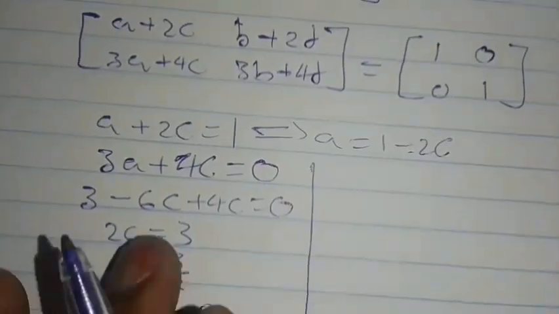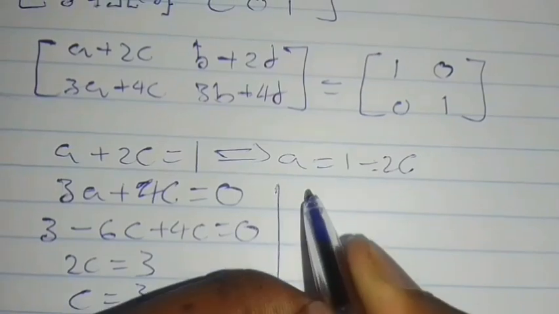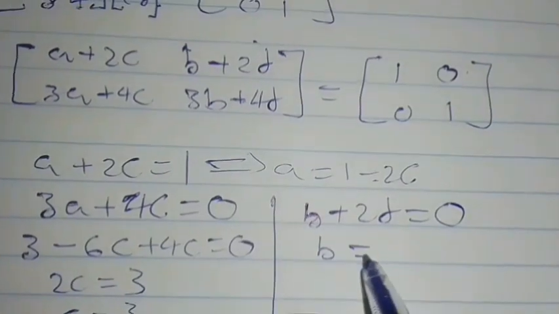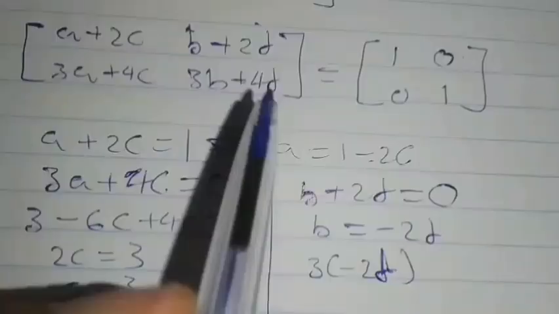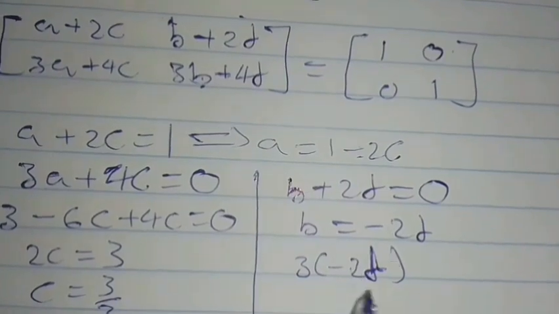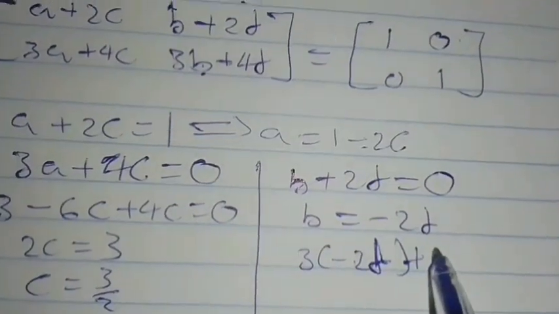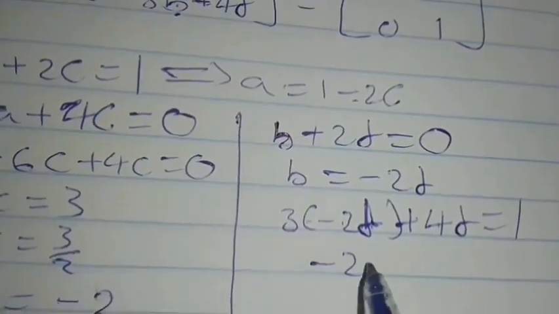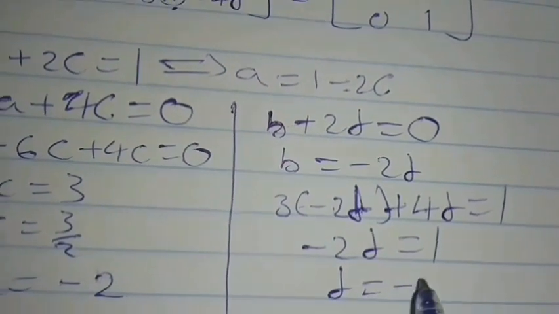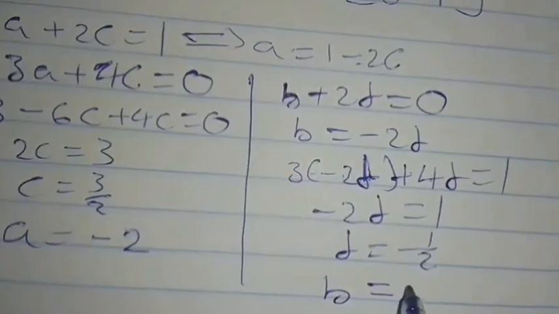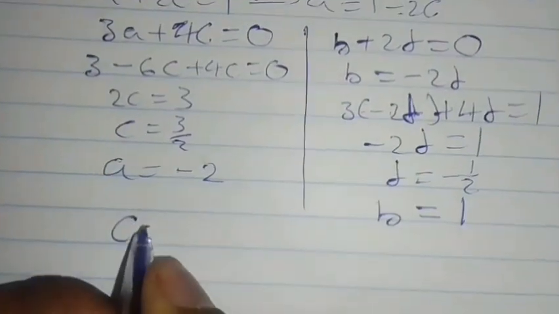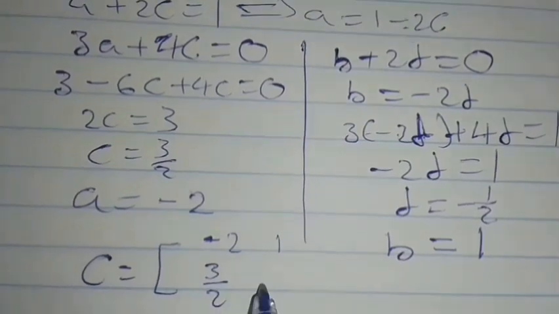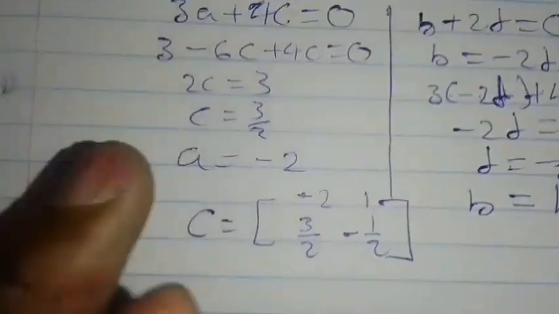And similarly you can repeat the whole process of finding B and D there. So we know that B plus 2D will correspond with 0 here. And then that means that B equals minus 2D. And then we have 3B, I've just plugged minus 2D there, plus 4D. Plus 4D will give us 1. And that means we'll have minus 6D plus 4D, which is giving us minus 2D equals 1. And then from then D equals minus half. And then from then that means that B will be equal to 1. So that means that matrix C will be given by minus 2, 1, 3 over 2, and minus half. That will be matrix C for this problem.